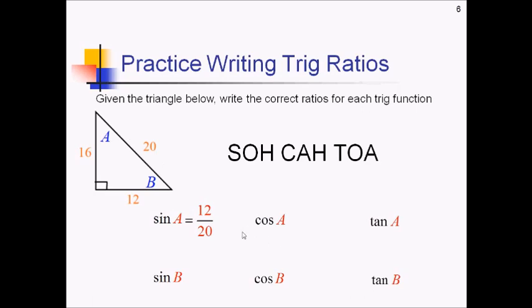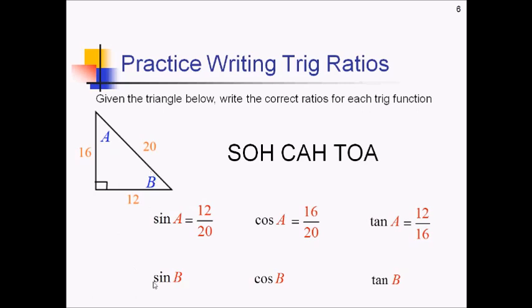Okay, let's look at cosine of A. That's adjacent over hypotenuse. So looking at angle A again, the adjacent side is 16, hypotenuse is 20. And then tangent of A, that's opposite, which is 12, over adjacent of 16. Let's shift to angle B now.